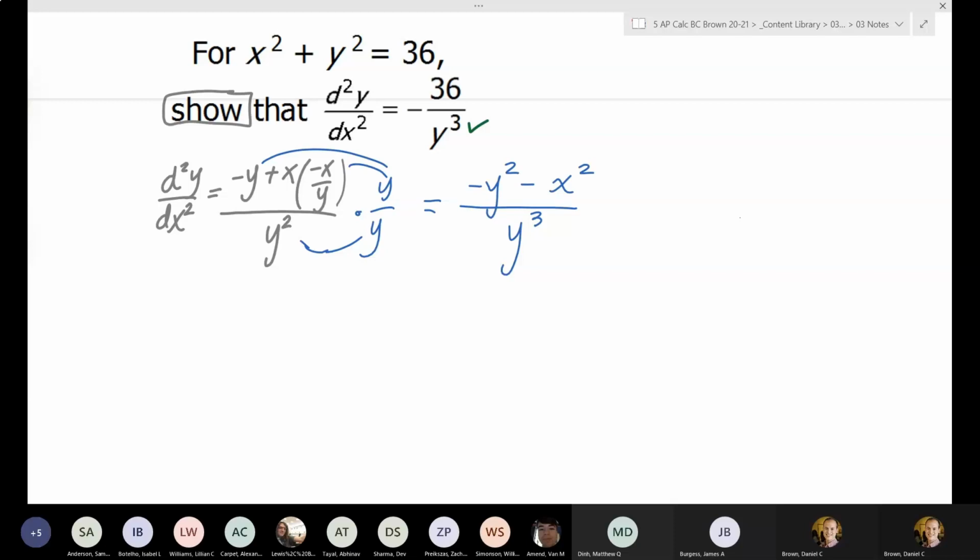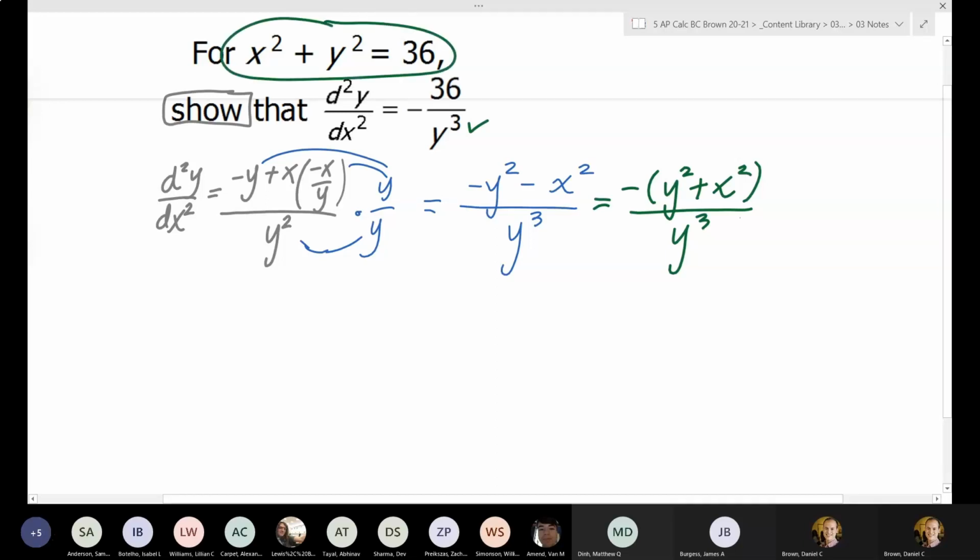We can take out a negative. So if I take out a negative, I see I have y squared plus x squared all over y cubed. Well, by taking out the negative, what do we know that y squared plus x squared is equal to? 36. So from the original problem, and this often happens when you find a second derivative, the original function, or not function, curve, is sometimes hidden within that derivative. We know that x squared plus y squared is 36, so this becomes negative 36 over y cubed.